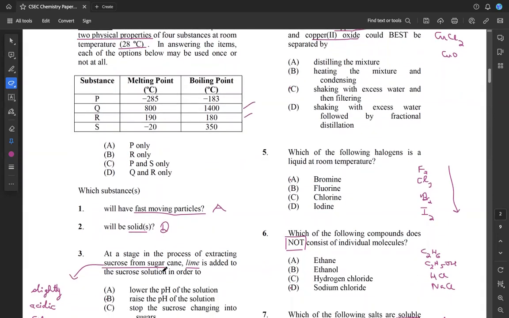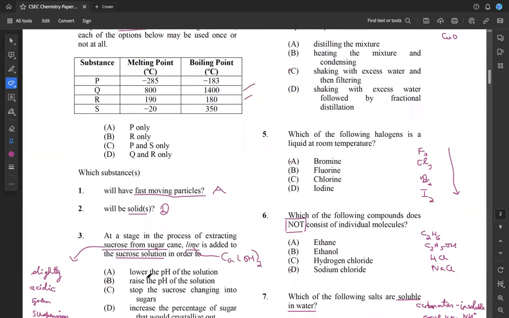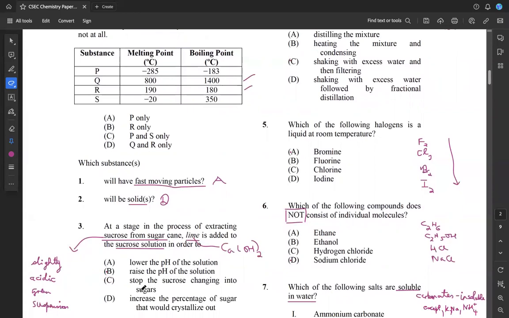Question 3 says that at a stage in the process of extracting sucrose from sugarcane, lime is added to the sucrose solution. Remember what lime is: calcium hydroxide. So why are we adding it? Are we adding it to lower the pH of the solution? To raise the pH of the solution? To stop the sucrose from changing into sugars? Or to increase the percentage of sugar that would crystallize out?